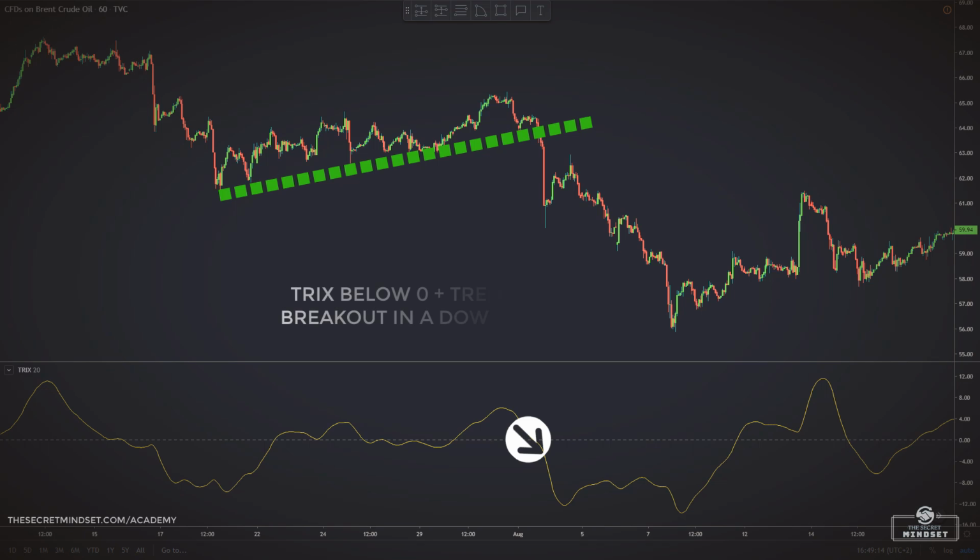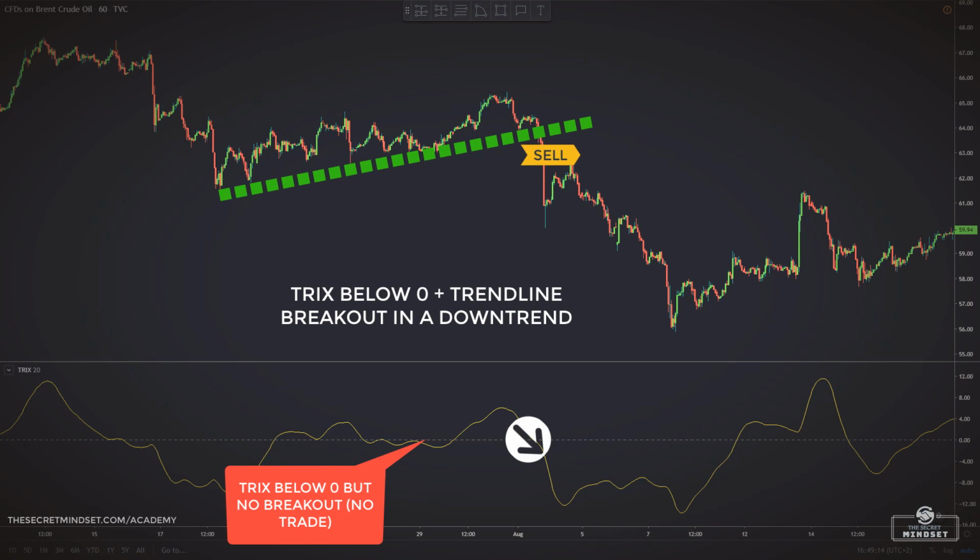Here are some examples of Trix zero-line crossover signals combined with price action breakouts.